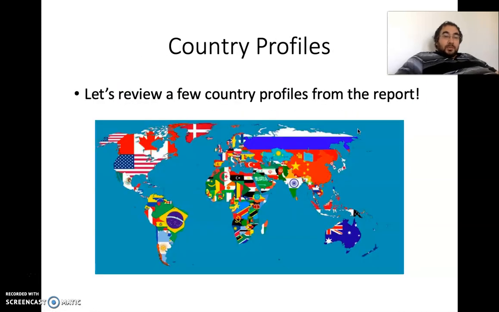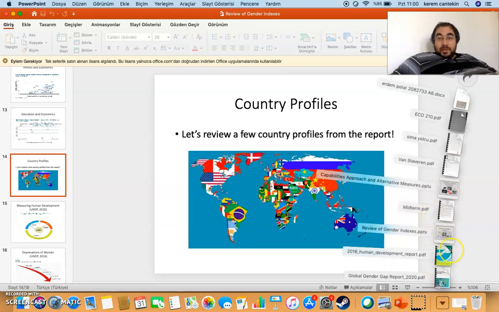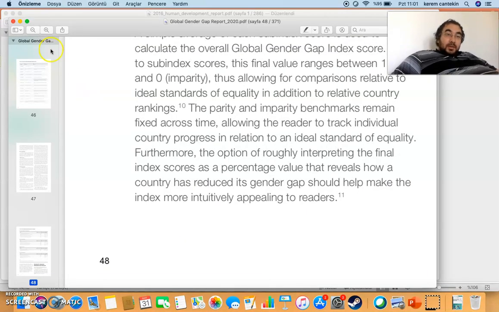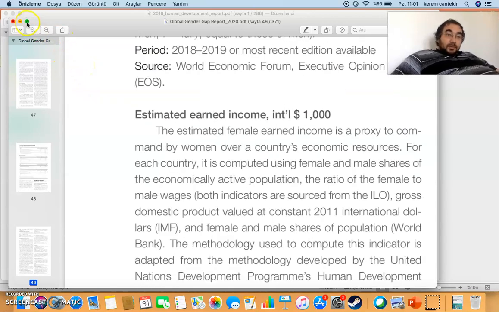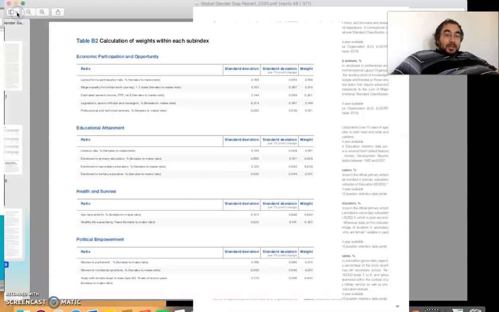So, country profiles. Next, we will look at the country profiles within the index, basically. Well, let's see it in the next part, let's say.